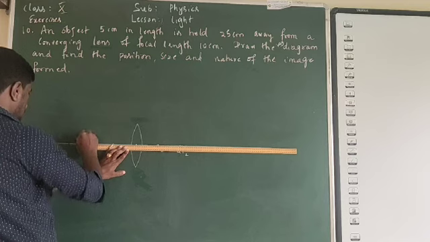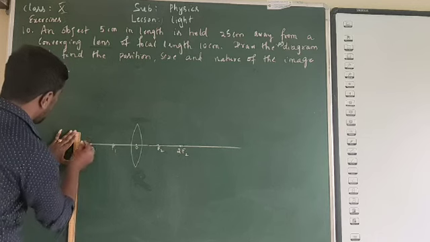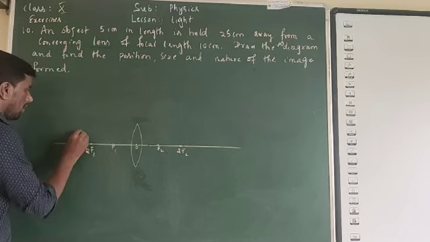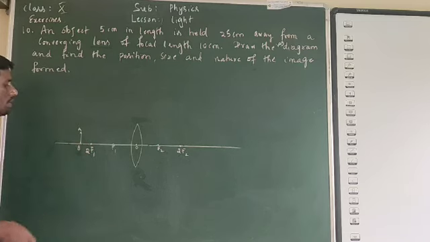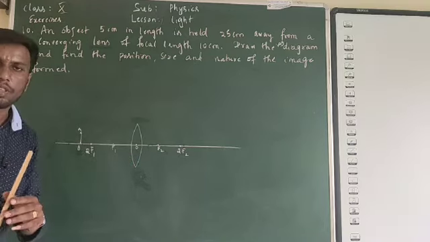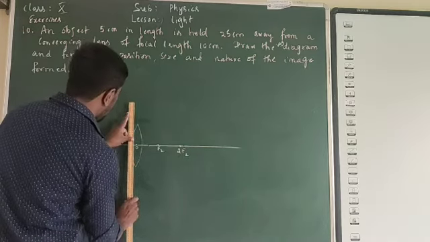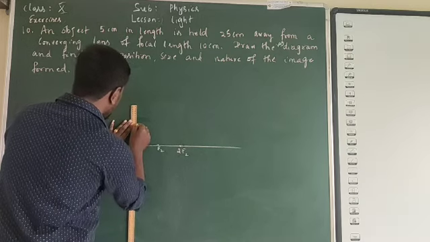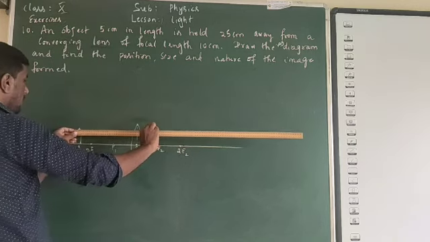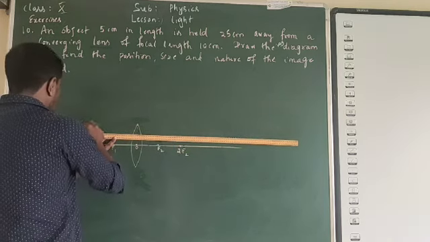So how much is it? A 5 centimeter object. You should mark 5 centimeter length. So this is the object, A, B. Now we'll draw the two standard rays and try to find the image. Before that, we should draw the reference line. We draw one ray which is parallel to the principal axis.